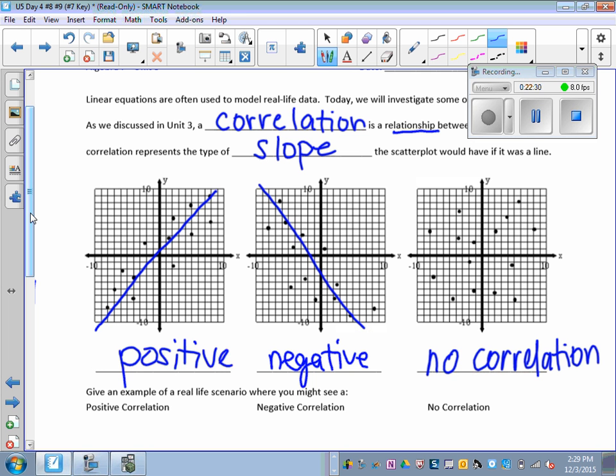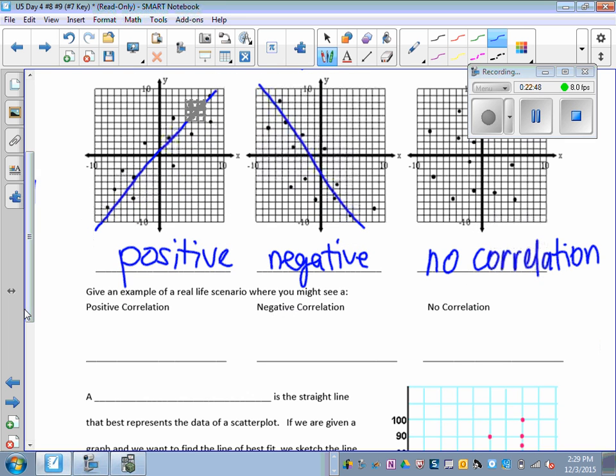So a lemonade stand. The number of days you've had your lemonade stand compared to how much money you've made. The longer you've been open, the more money you make. Good. Other ideas? Maybe the more sleep you get, the more awake you are in Algebra 1 period. It's not how awake you are, it's more energy you get with it.